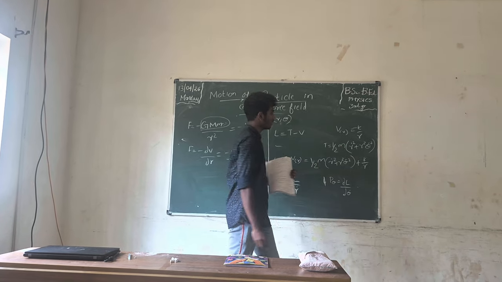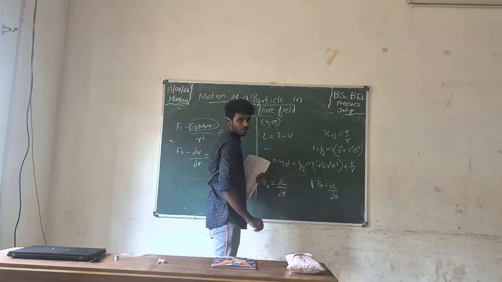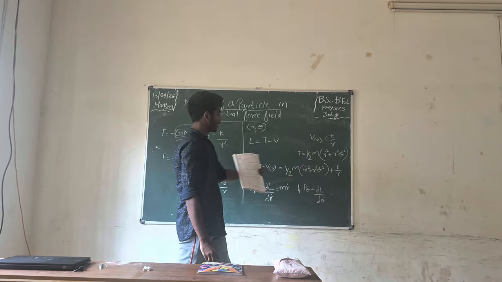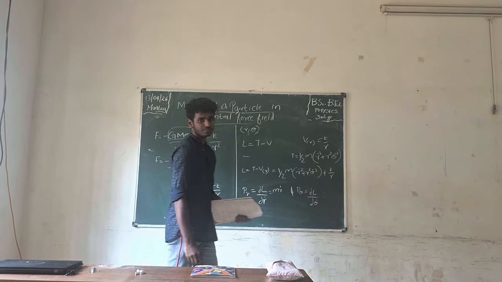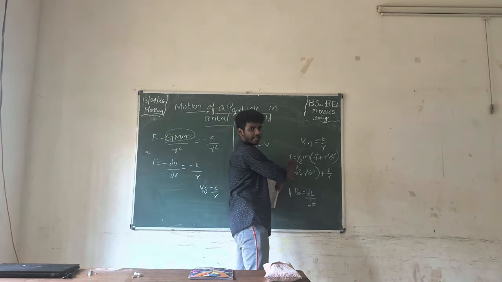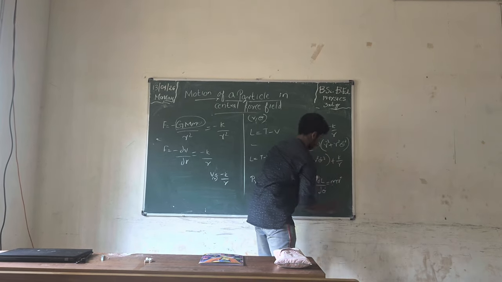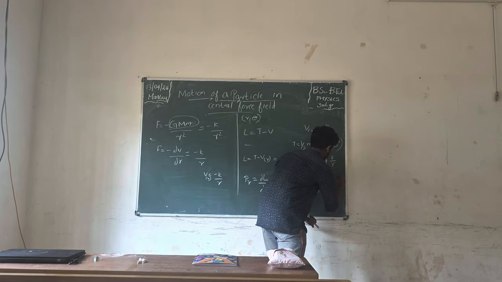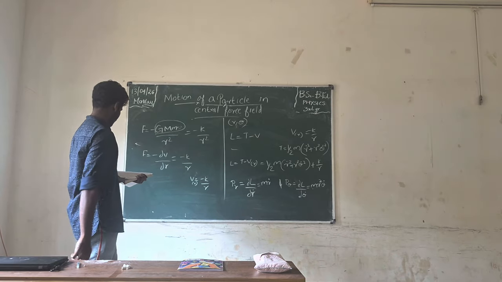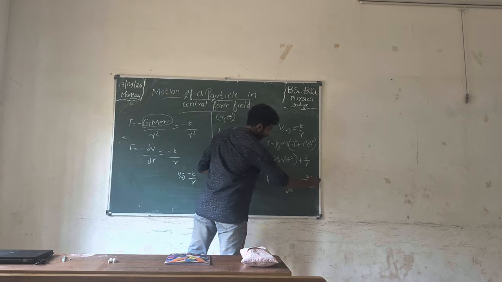Here 2 and 2 will be cancelled out, right? So it will become m r dot. And in the case of p theta, r square will be here, and here it will be m times 2 theta dot, so 2 and 2 will be cancelled out. So it will become m r square theta dot.